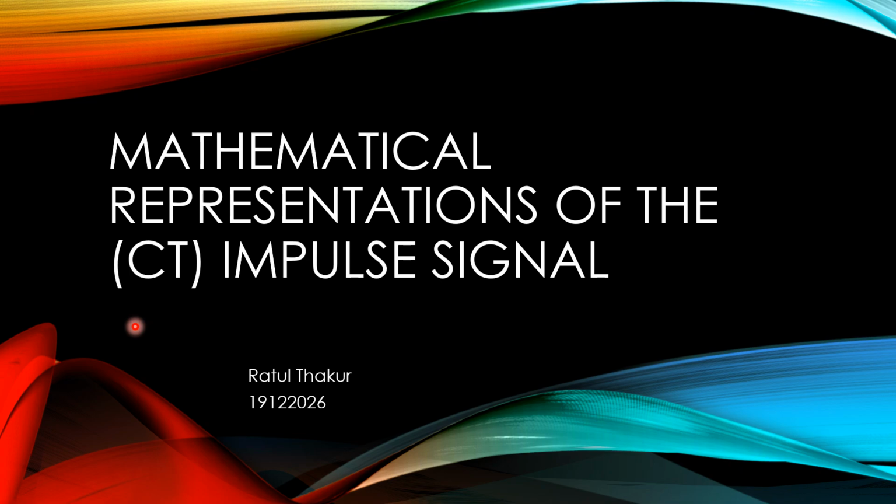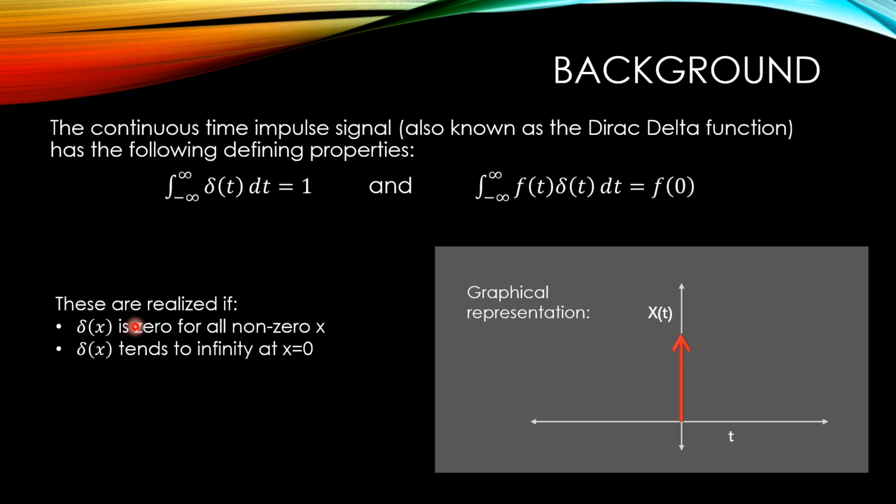So in this video, I'm going to discuss various mathematical representations or functions that can be used to model the continuous time impulse signal, or the Dirac delta function. So I'll start with a little bit of background on the Dirac delta function.